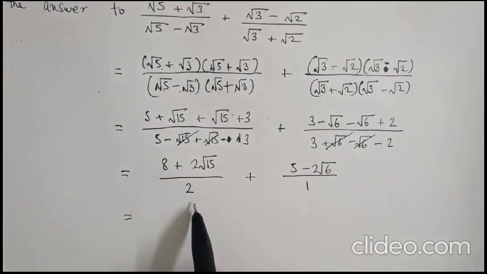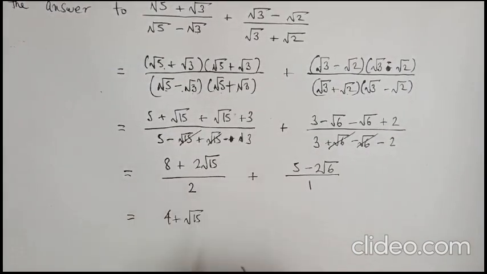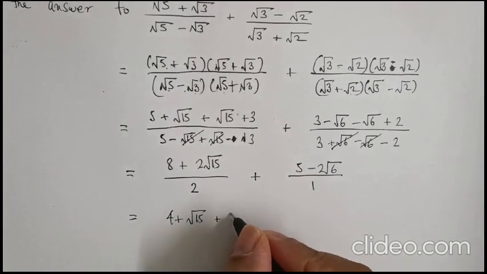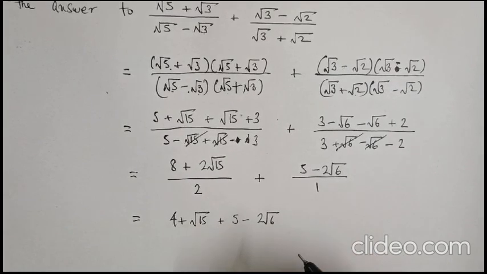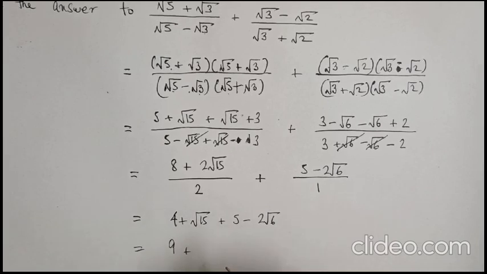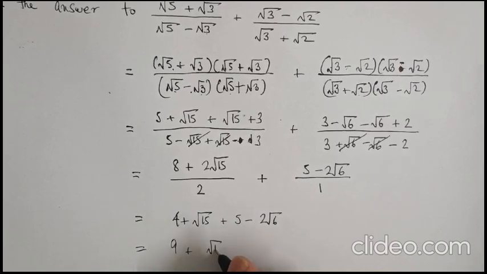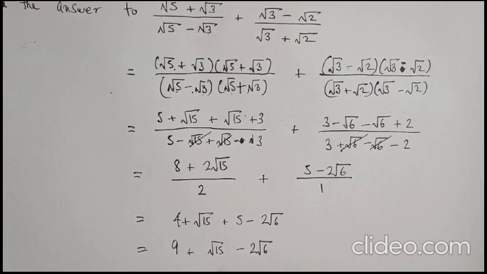Now we can divide each of these terms by 2, so that gives us 4 plus square root of 15, plus 5 minus 2 into square root of 6. Simplifying this further, the answer is 9 plus square root of 15 minus 2 into square root of 6. This, kids, is the answer to the problem. Thank you.